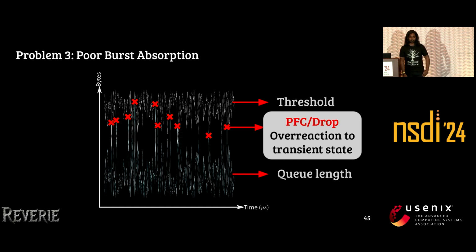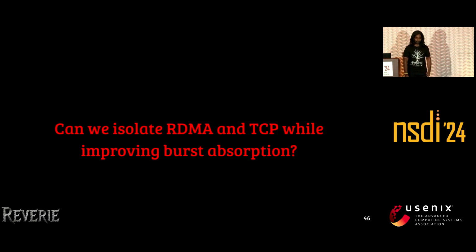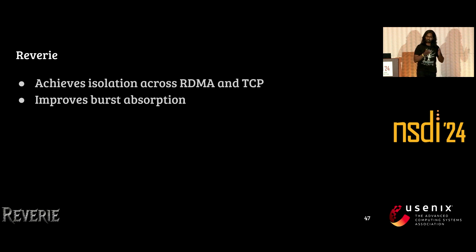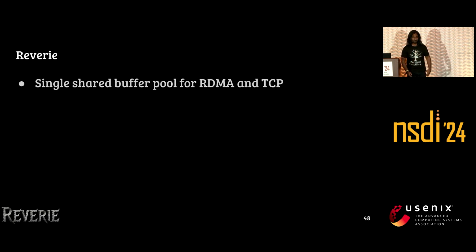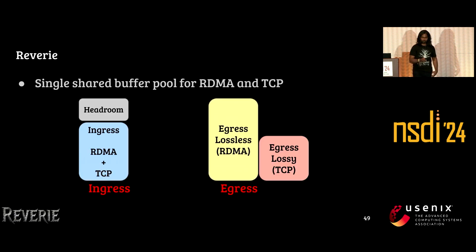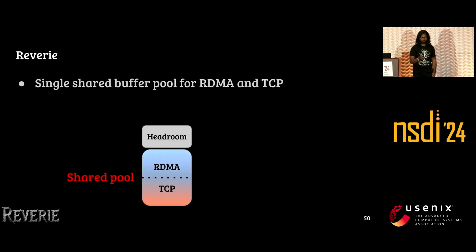Based on these observations, we designed Reverie to answer isolation as well as burst absorption for both RDMA and TCP together. What we do is merge this entire complex architecture into a single shared pool for RDMA and TCP, plus a headroom pool dedicated for RDMA, which is for a special purpose.